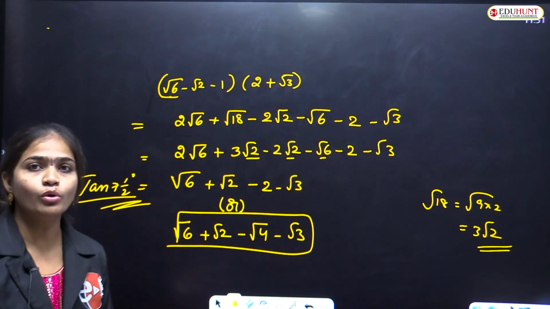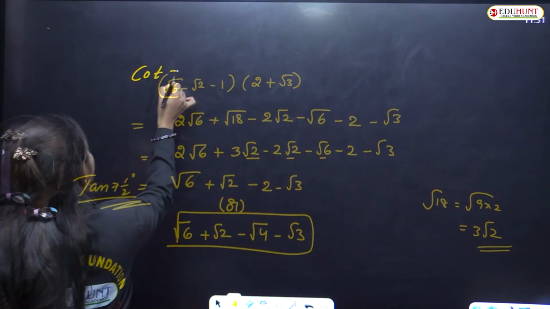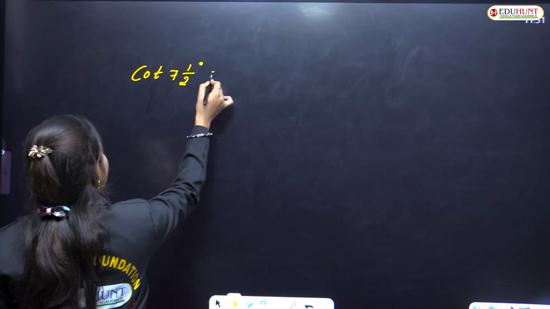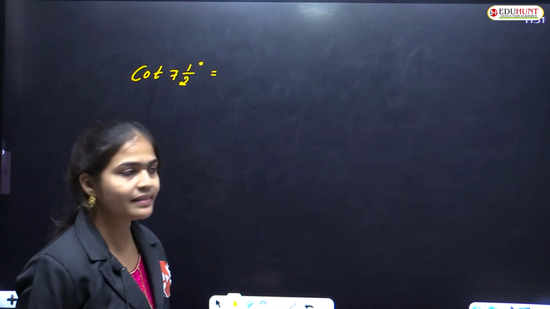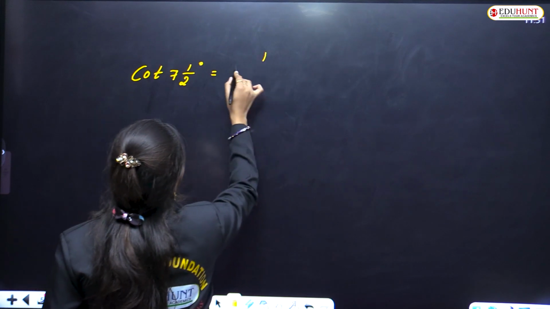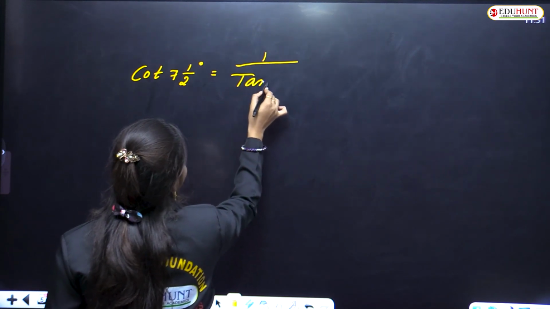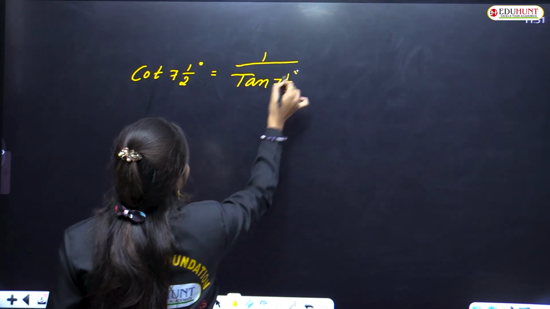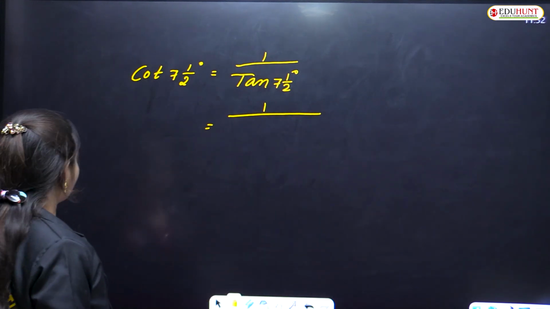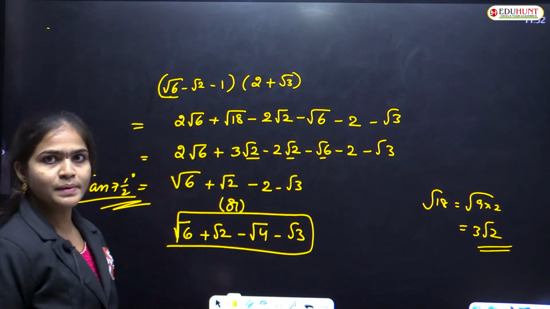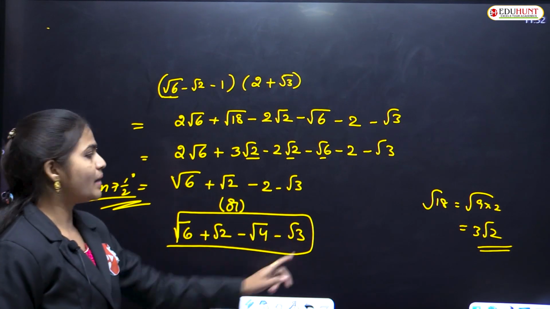Now what is the value of cot 7.5 degrees? Cot 7.5 degrees means 1 by tan only, no? Cot theta is equal to 1 by tan theta. So we can write this as 1 by tan 7.5 degrees. So what is the value of tan 7.5 degrees? Here we are getting root 6 plus root 2 minus root 4 minus root 3.